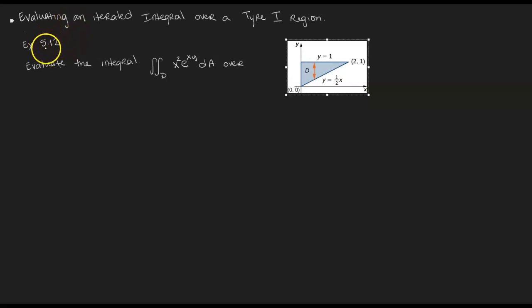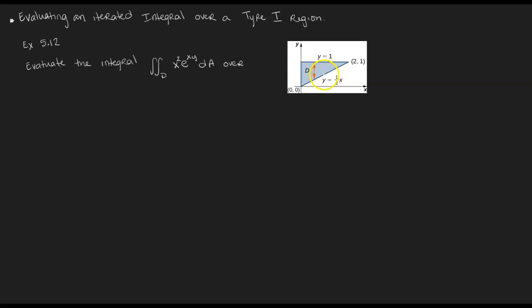Let's take a look at example 5.12. We are evaluating an iterated integral over a type 1 region. We're asked to evaluate the double integral over the region D of the function x squared times e to the xy dA, the area increment. So taking a look at the provided image, we can see that D is this blue triangular region in the domain of the xy plane.